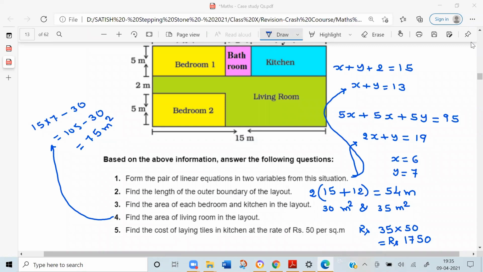So find the length of the outer boundary. So 2 times of length plus width, area of each bedroom and a kitchen. So it will be 30 and 35. Area of living room in the layout. So observe the figure, 15 into 7 minus bedroom area 30, which is 75 square meters. Next, find the cost of laying tiles in kitchen at the rate of 50. Hence 35 into 50, which is 1750.